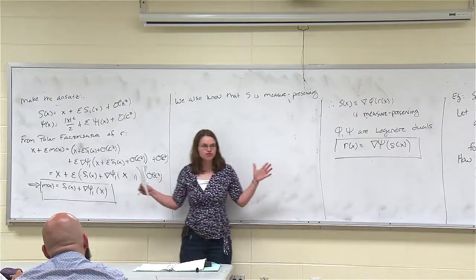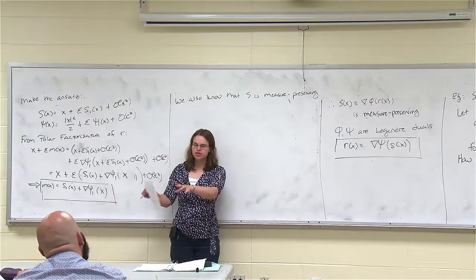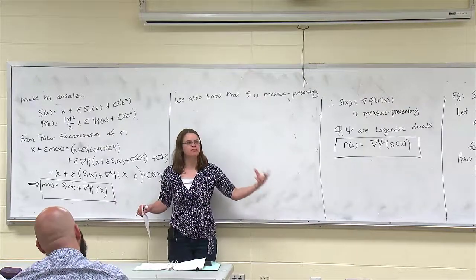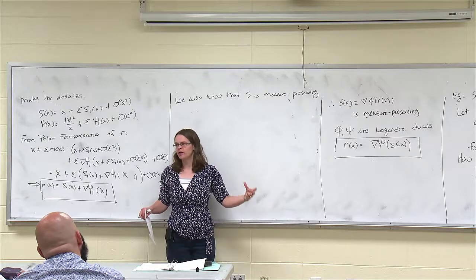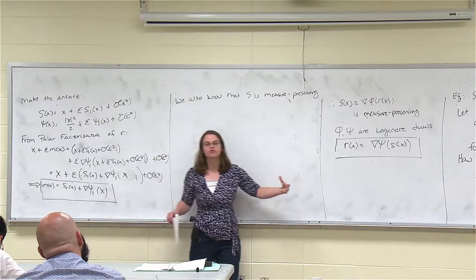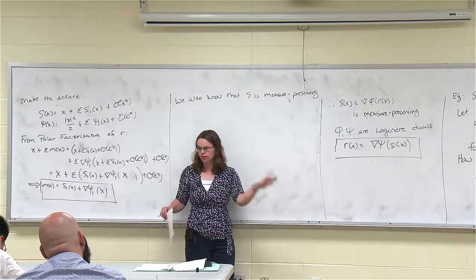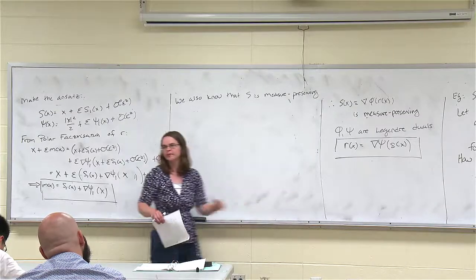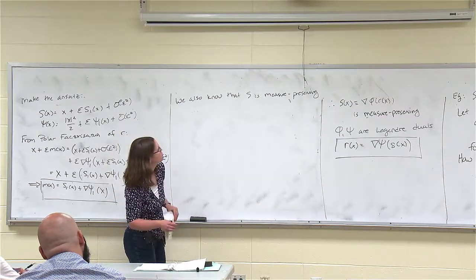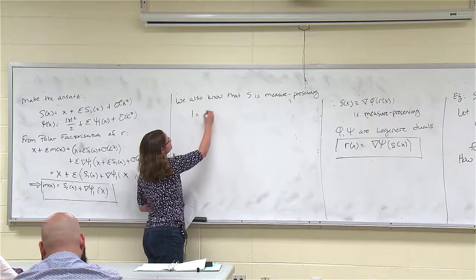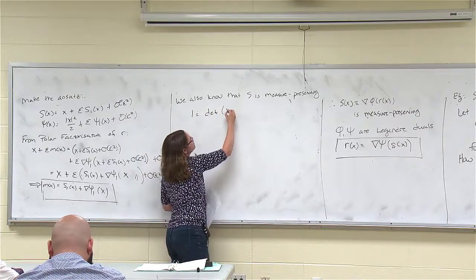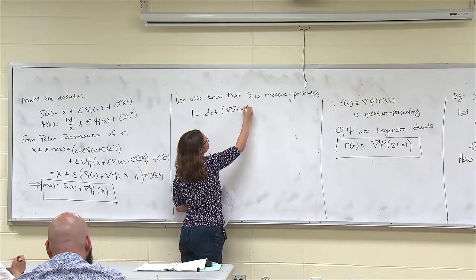So again, it's your change of variables formula from calculus, right? You do the change of variables, the determinant of the Jacobian of the map pops up in there, and now you say, but I don't want this messing with my measure at all. I want it to keep things the same, so I just want it to be equal to 1, so I'm just multiplying by 1. So from our change of variables formula, we know that 1 should be equal to the determinant of the Jacobian of S.